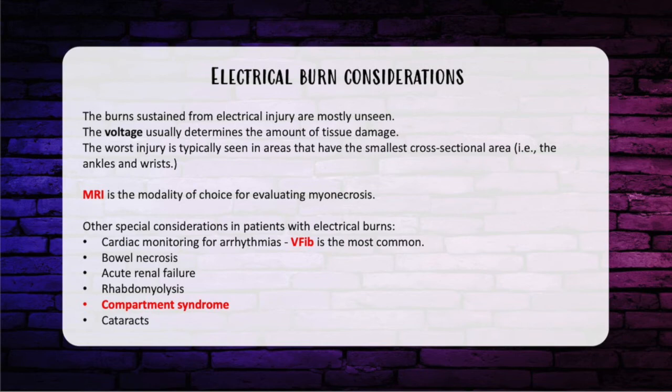And while the electricity is coursing through the body, the worst injury is typically seen in areas that have the smallest cross-sectional area, for example, the ankles and the wrists. As you're treating these patients down the line, if you want to evaluate for myonecrosis, the MRI is going to be your choice test. Other specific considerations for electrical burns are cardiac monitoring. It's important to monitor for arrhythmias, as VFib is the most common arrhythmia and can lead to death rather quickly. Other things to watch out for include bowel necrosis, acute renal failure, rhabdo, and cataracts in the future.